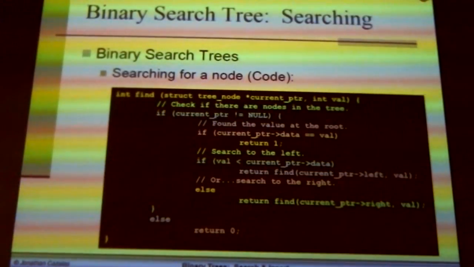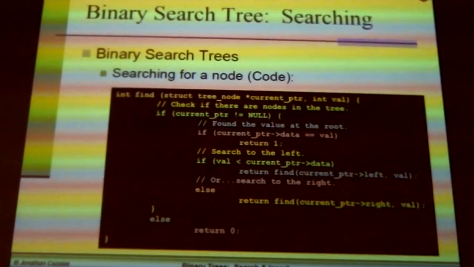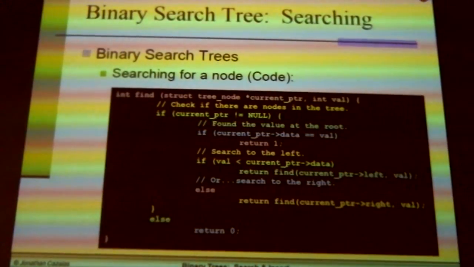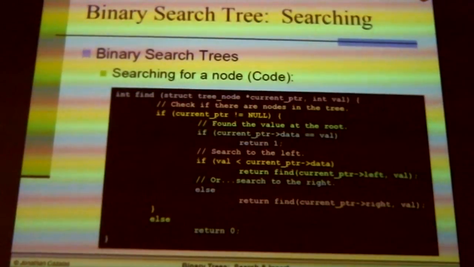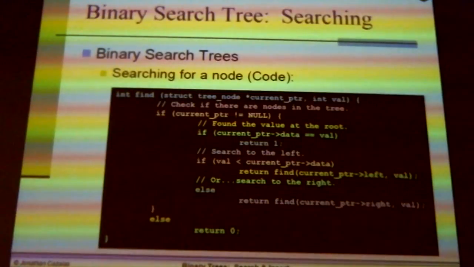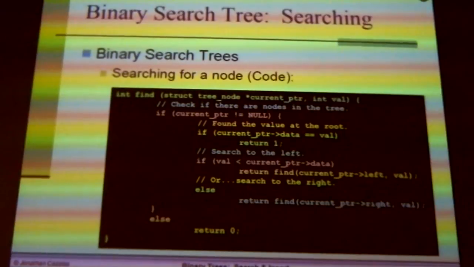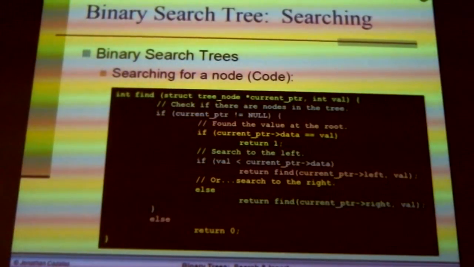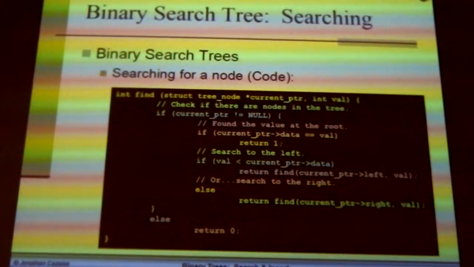So here we have a function called find, and the return type is int. The parameter list takes a struct tree node, a reference to our tree, and the value that we're looking for. So what we do here, take that pseudocode. If our current pointer is not null, how many nodes are at least in this tree if it's not null? There's at least one.